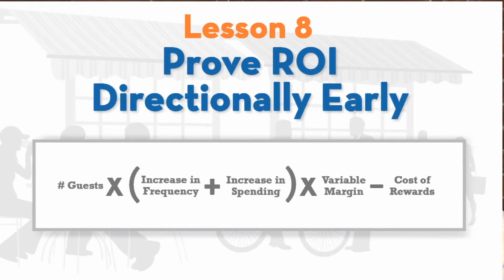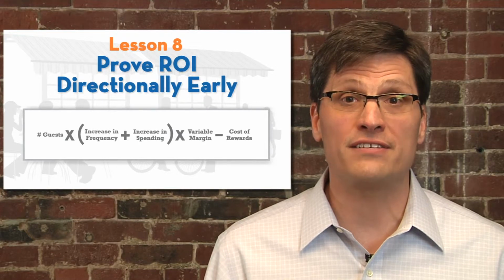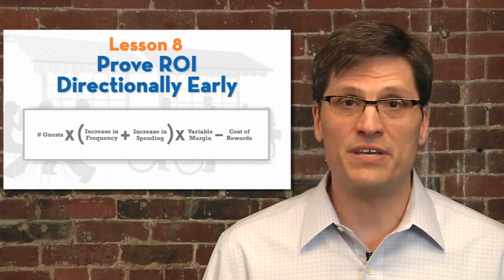Here is a simplified ROI equation. It is the number of members times the increase in frequency plus the increase in spend times the variable margin minus the cost of rewards. We can show that this equation is positive by breaking it into pieces.